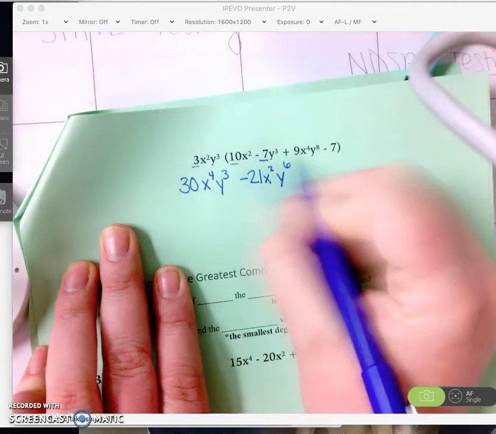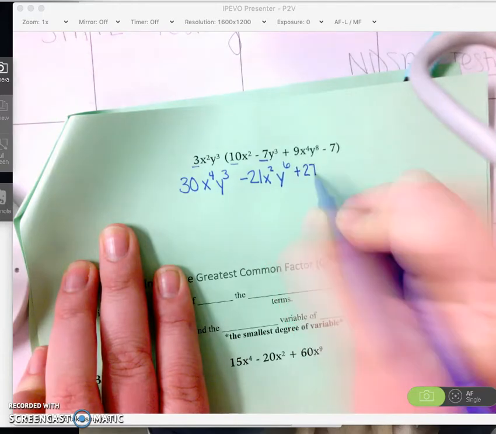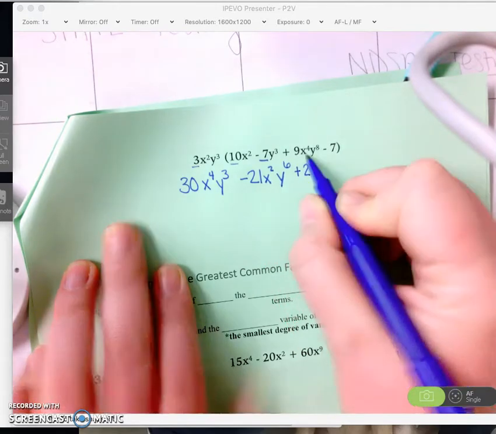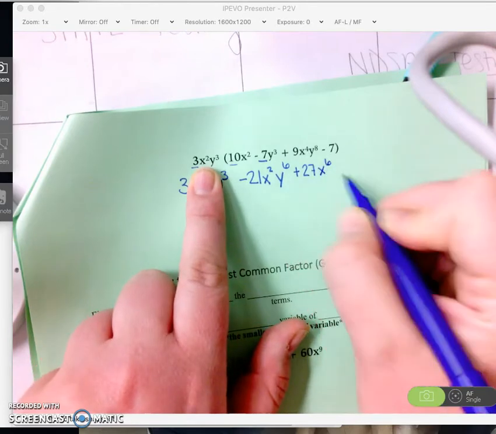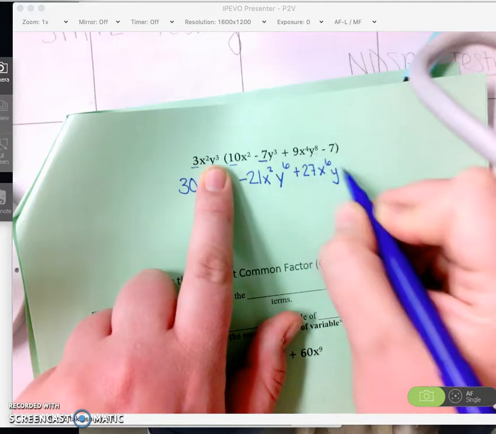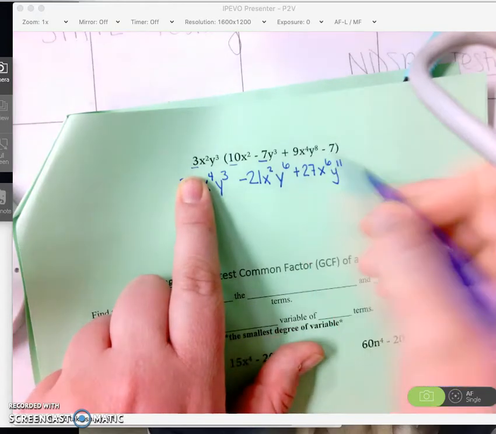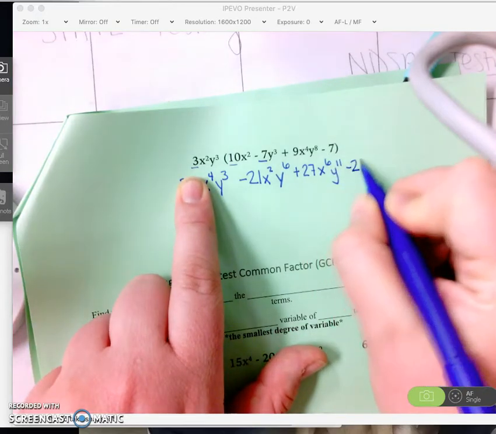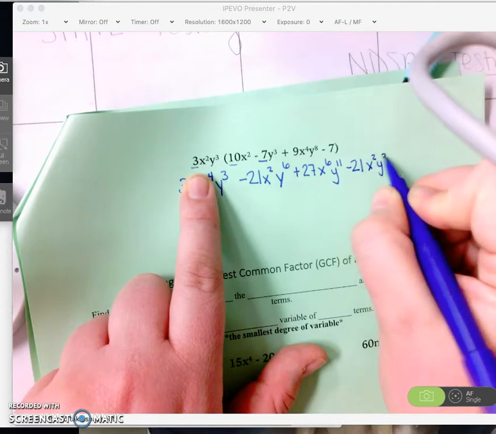Okay, 3 times a positive 9 becomes positive 27, and then x to the second times x to the fourth becomes x to the sixth, y to the third times y to the eighth becomes y to the 11th. And then I have a negative 7, so a negative 21 again, x to the second, y to the third.